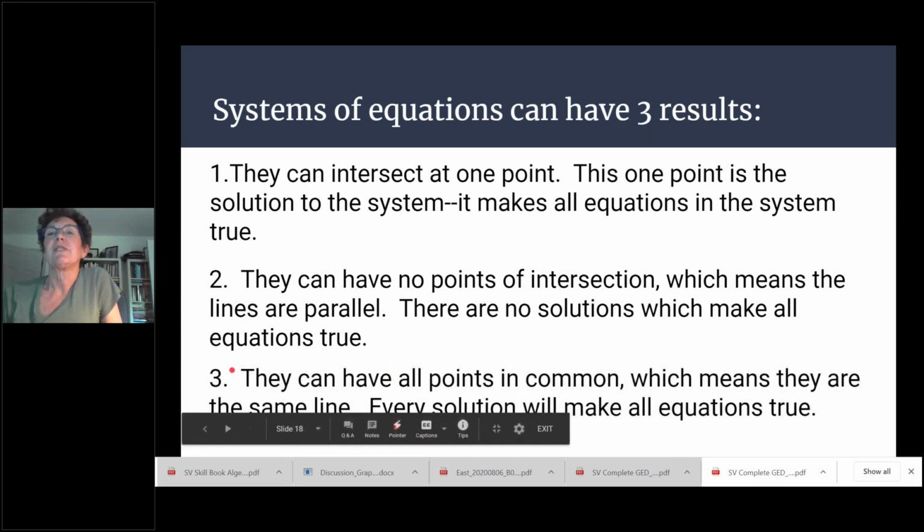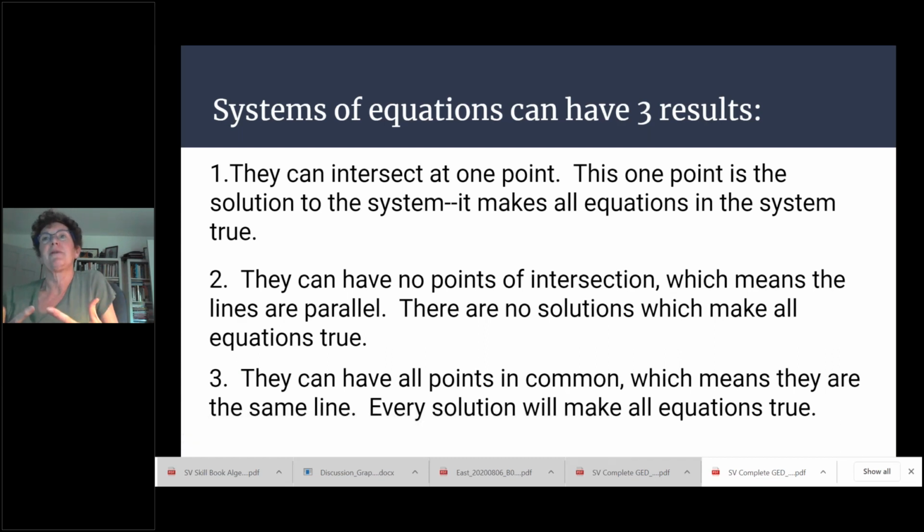The third situation is that they can have all points in common. The equations could be the same line, so that every solution will make all the equations true. And that is like that last situation where my mother and my sister were making the same number of masks every hour, or if you and your friend save the same amount every week, then you will always have the same amount of money saved up. So that was when we have an infinite number of solutions that make the equations true.